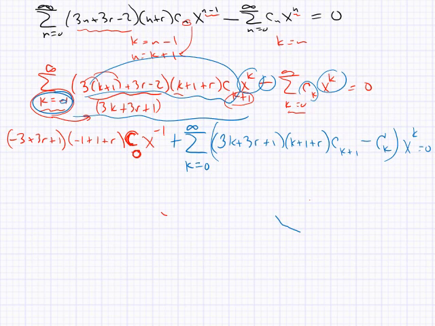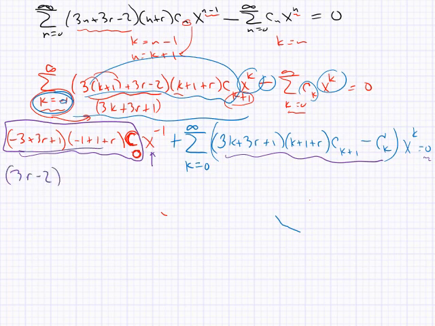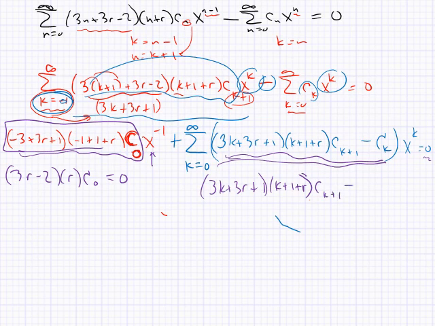So now here comes the point where we look at the fact that this is homogeneous, so this has to equal 0, and this whole thing up here has to equal 0. That's the coefficient in front of x to the negative 1. Well, what is this really? This is really 3r minus 2 times r times c sub 0. We're saying that that has to equal 0, as well as this whole thing has to equal 0. So that's 3k plus 3r plus 1 times k plus 1 plus r, c sub k plus 1 minus c sub k, that has to equal 0. Well, here I have three things multiplied together equal to 0. So that means one of these has to equal 0. So if this equals 0, r would be 2/3. If this equals 0, r would be 0. And if this equals 0, c sub 0 would be 0.